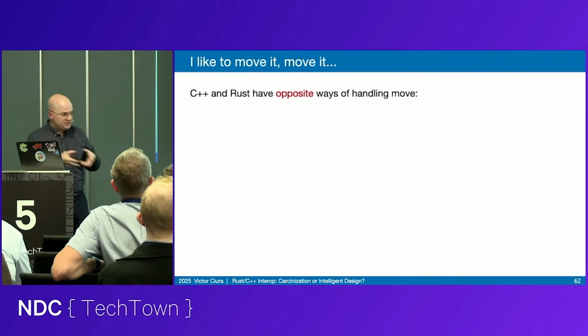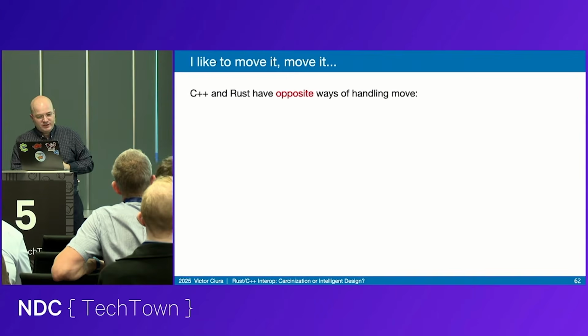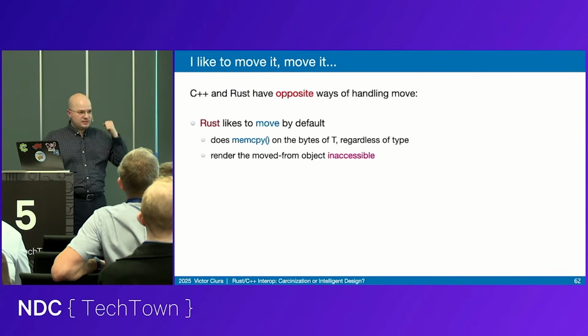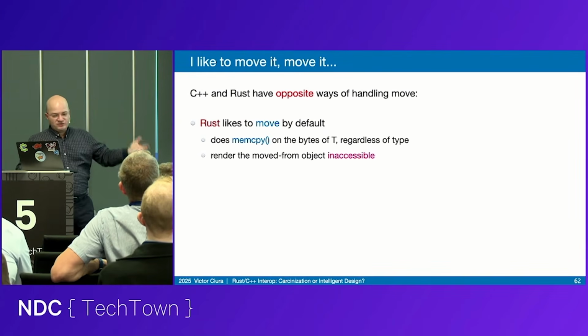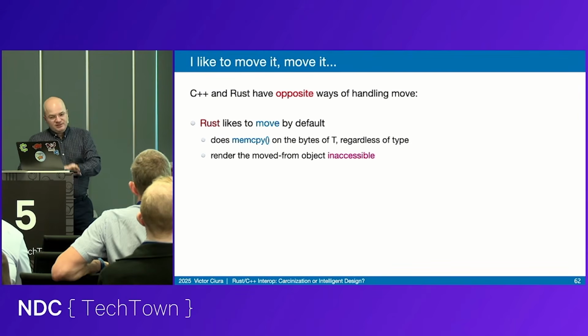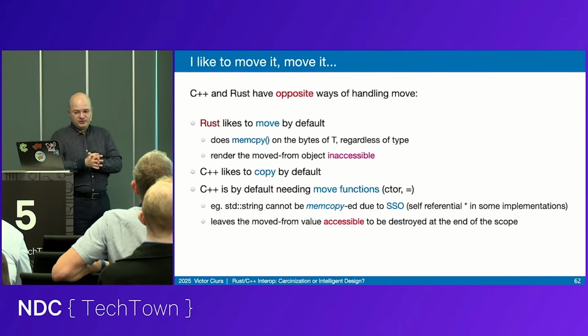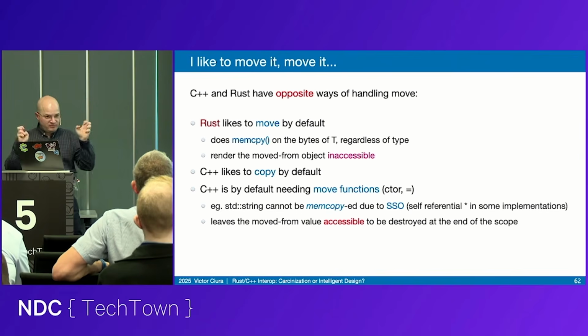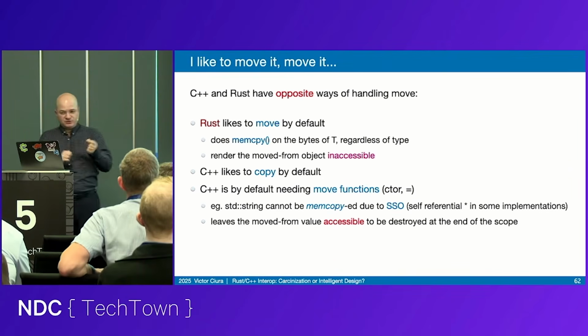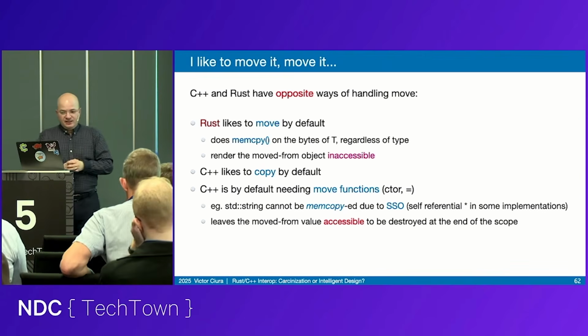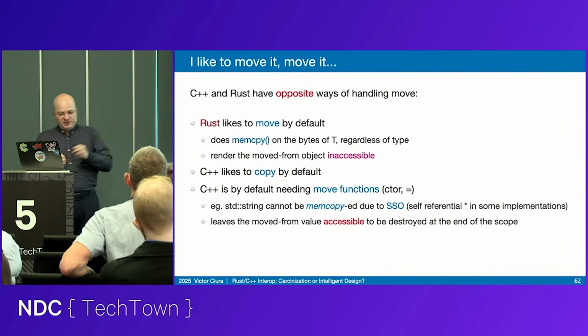The reason this is relevant in this discussion is that C++ and Rust take opposite approaches to handling moves, right? Rust likes to move by default and does a memcpy of the bytes of T, regardless of T. And very importantly, it renders the moved-from object inaccessible, which is not true for C++. C++ likes to copy by default. And even when you do move, you need patch-up functions like move constructors and move assignment operators, right? Because you can't just memcpy things.